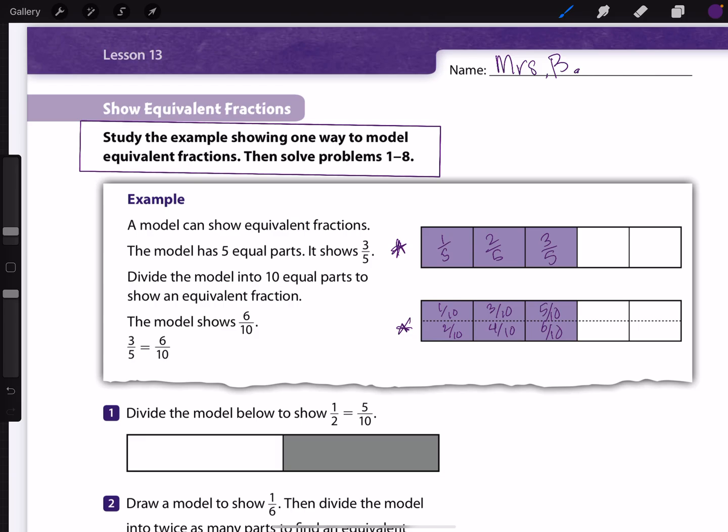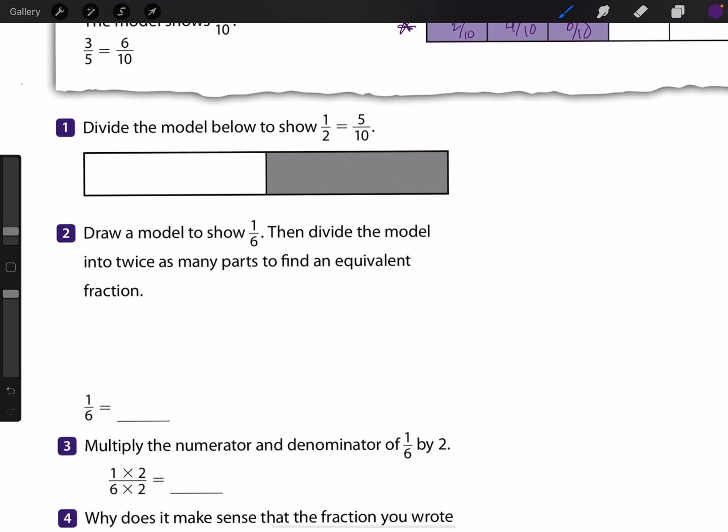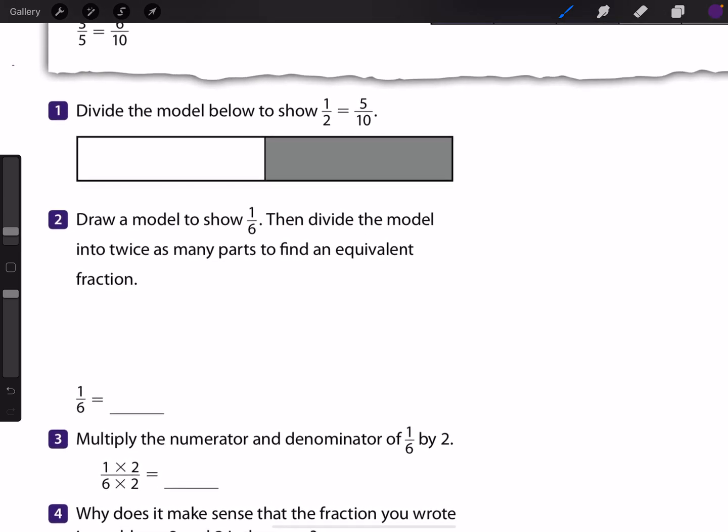Okay, so we're going to look at number 1 right now. Divide the model below to show 1/2 equals 5/10. Okay, so we know that we're multiplying. What do we multiply that 1 by to get to a 5? We were multiplying it by 5. And whatever we do to the numerator, we're doing to the denominator. And so we know it needs to be 5 times as many as 1/2, okay?